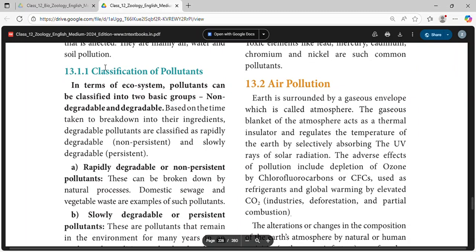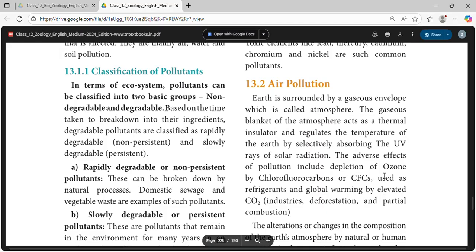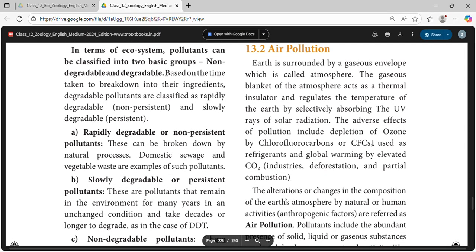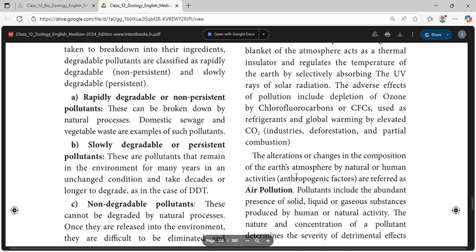Earth is surrounded by gases and molecules, the atmosphere. It absorbs the UV rays of solar radiation. The adverse effects of pollution include depletion of the ozone by chlorofluorocarbons or CFCs used as refrigerants, and global warming by elevated CO2, industries, deforestation, and partial combustion.